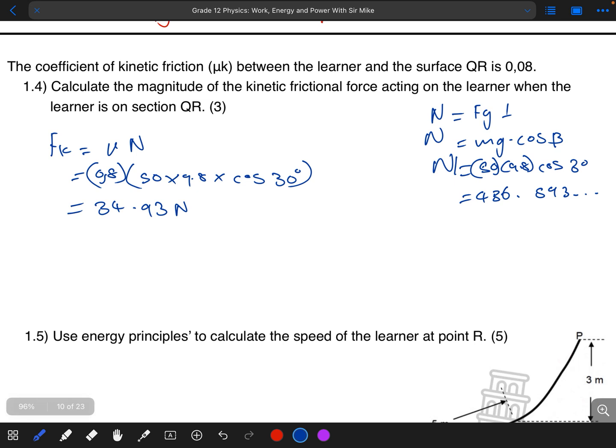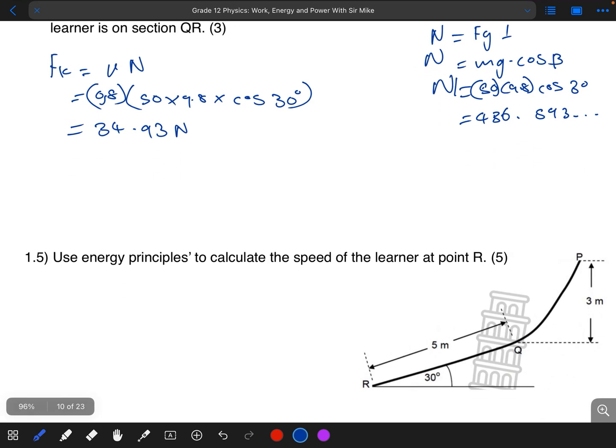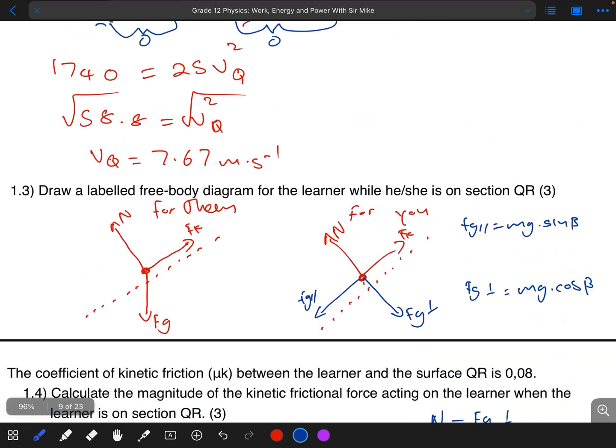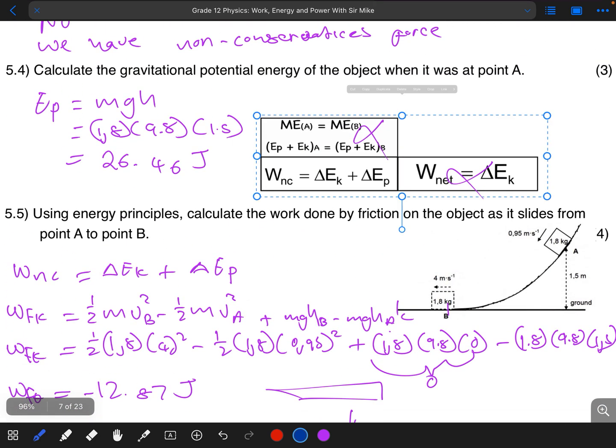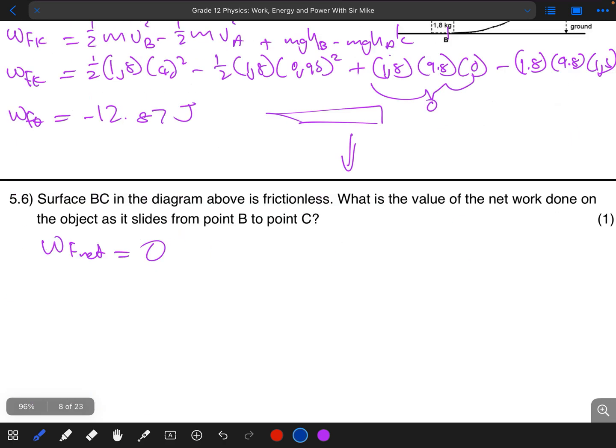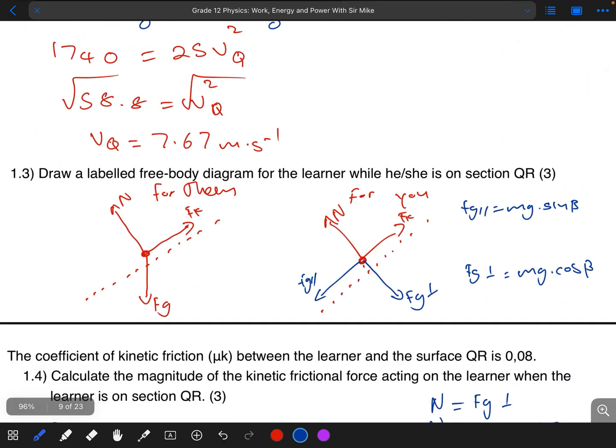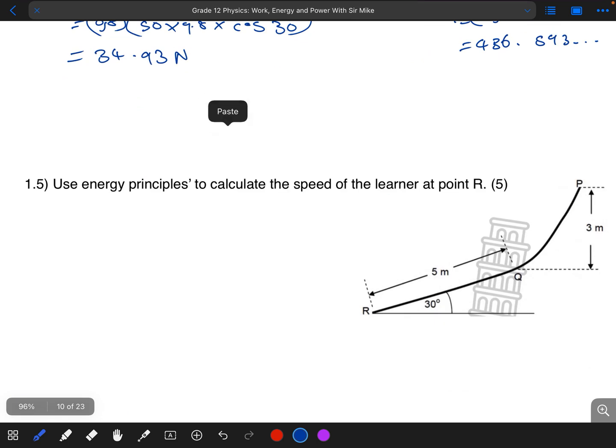So for 1.5, they said to use energy principles to calculate the speed of the learner at point R. Now, let me just bring in our energy principle formulas that we used last time. Let me just put them there.